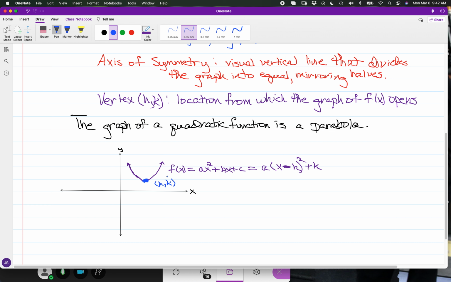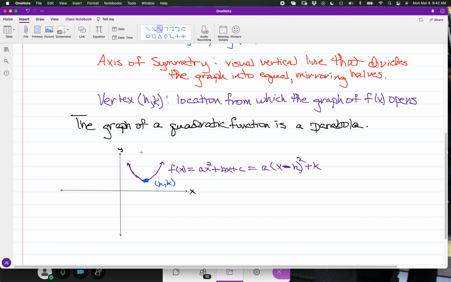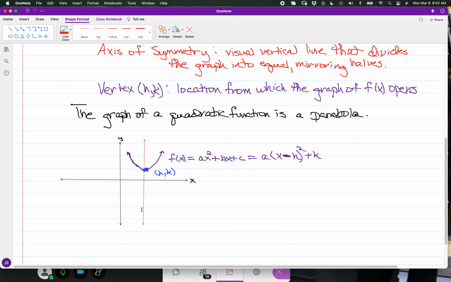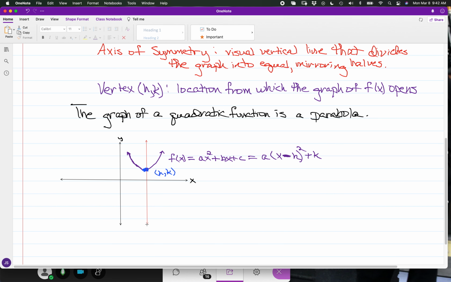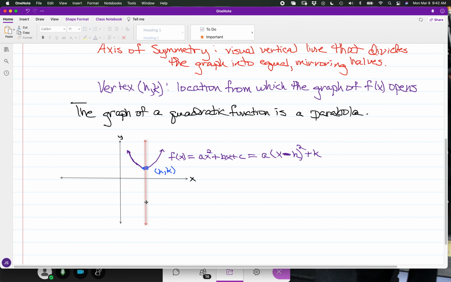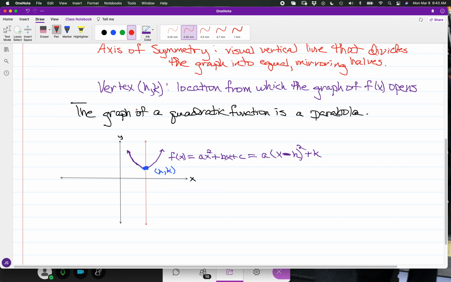Then we have (h, k). And again, just splitting the graph, dividing it up into equal mirroring halves. Now both sides should be mirroring each other, and my sketch might not exactly represent that. But again, these two ends should be mirroring each other.